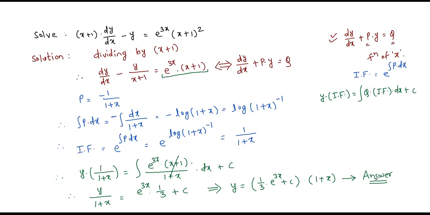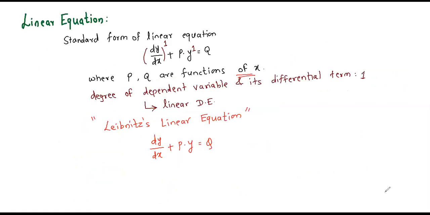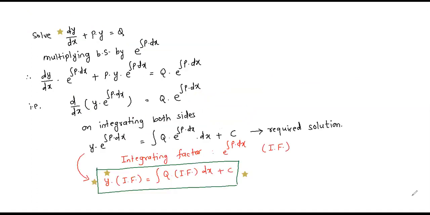Okay, so I hope with this the method to find the solution to the linear equation is clear. Quickly we will revise it. What are linear equations? These are equations in which the dependent variable and its differential coefficients are of degree 1. What is the standard form of the Leibniz linear equation? It is dy by dx plus py equals q, where p and q are functions of x.